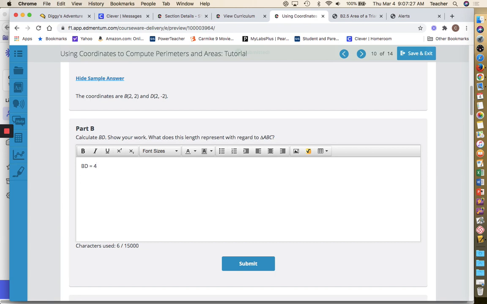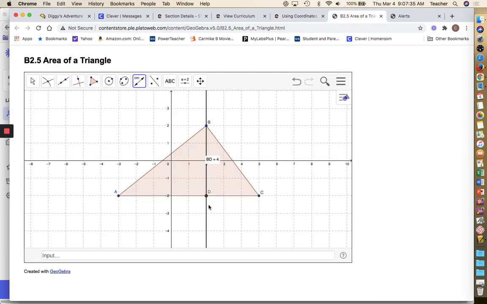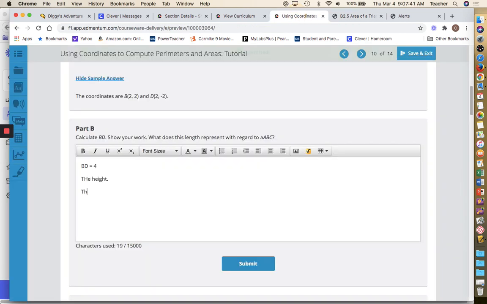Now, this represents the height. This is the height because it's how tall something is, or how tall this triangle is. So the height is 4. All right, so I'm going to submit this.